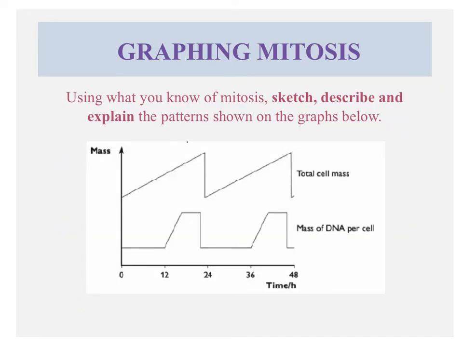Now, in the exam as well, they love having mitosis as a graph like this. Okay, so pause this now. Draw the pictures for me. Make sure you're using a ruler, please, or something with a straight edge. And then I'd like you to describe and explain the patterns shown on that graph. I will go through it in a second, but I would like you to have a go. So describe and explain the patterns in total cell mass and the mass of DNA per cell varying over time. So say what you see and tell me why that happens. Pause now and play again when you're ready to look at the answers.